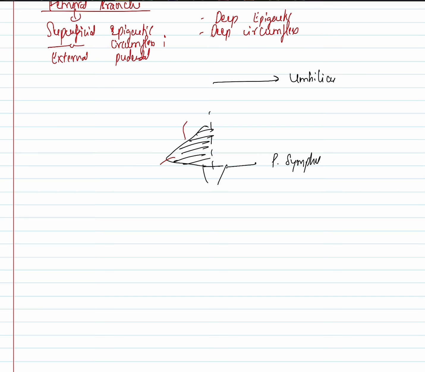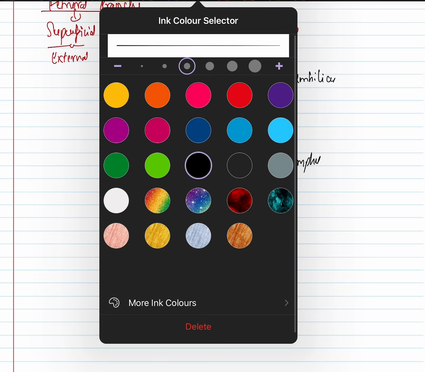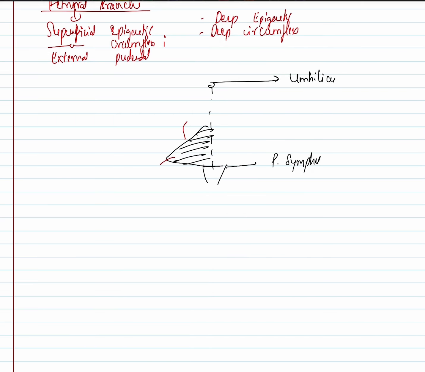inferior epigastric artery. Why is it important? Because it's important during your laparoscopy surgeries. See here, at the level of the pubic symphysis, the distance is around 5.5 centimeter. Here also 5.5 centimeter lateral to the pubic symphysis, and then it goes medially, and near the umbilicus it is around 4.5 centimeter from the midline.